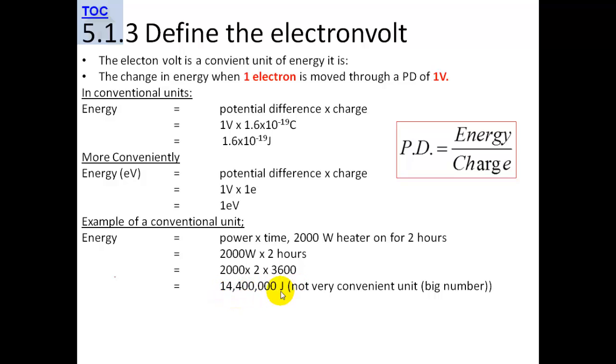But if we define a new unit according to this formula, we have the power, instead of in watts, we could have it in kilowatts, and we have the time in hours. We make a new unit, which is kilowatts times hours, which is called the kilowatt hour. So power times time, power in kilowatts, time in hours. We have 2 kilowatts times 2 hours, gives us 2 times 2 is 4 kilowatt hours. It's a much more convenient unit, in the same way that 1 volt times 1 electron is 1 electron volt.